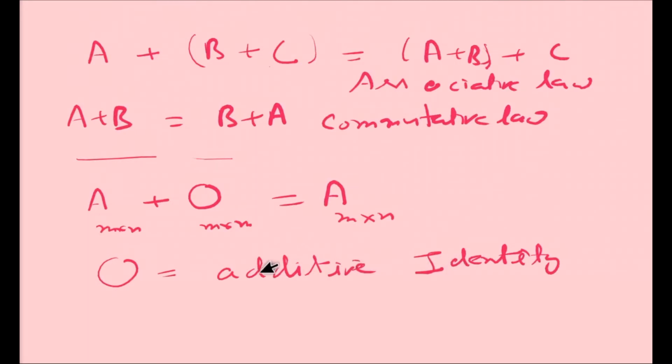So now what is 0 matrix? This is the additive identity. So these 3 laws you have to learn. If the question is asked what is the additive identity of A, you can say it is the 0 matrix of the same order, right?